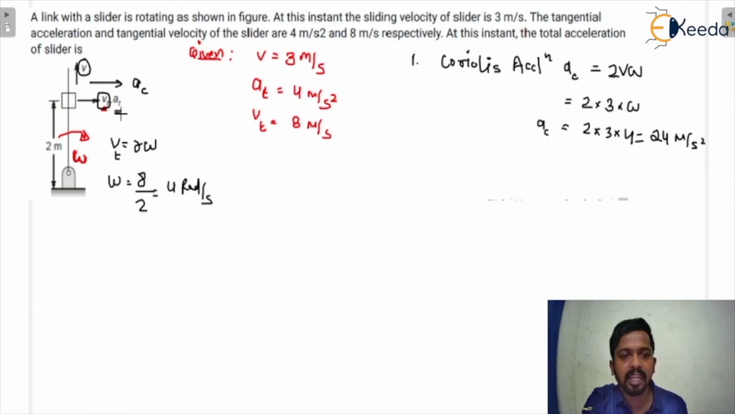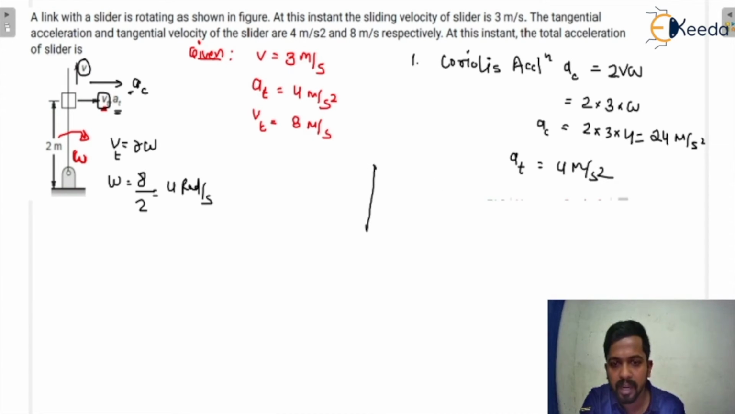Now tangential acceleration is also in that direction, Coriolis acceleration is also in that direction, so finally they can add up. Okay, so tangential acceleration is given, and that is 4 meter per second square. And I am going to show you the rough diagram: here tangential acceleration plus Coriolis acceleration, both are in the same direction, so they can add up.